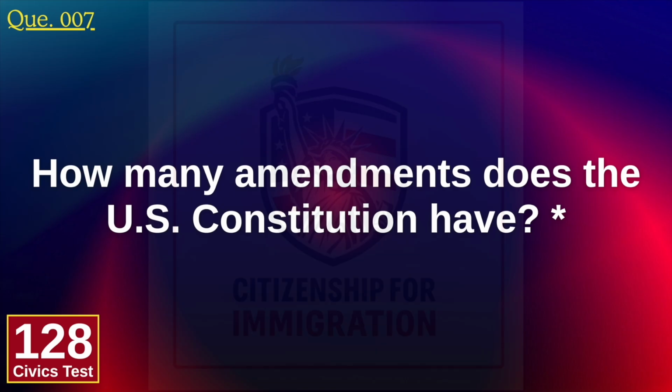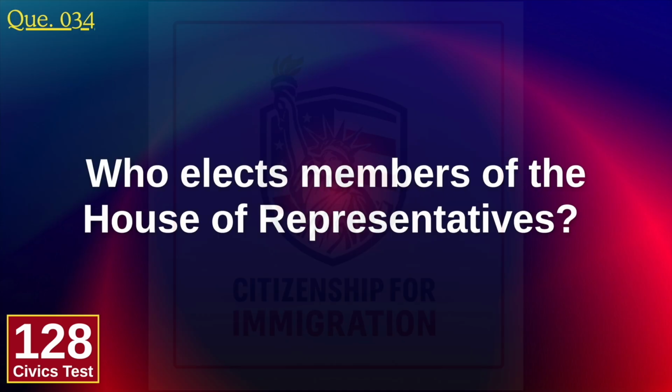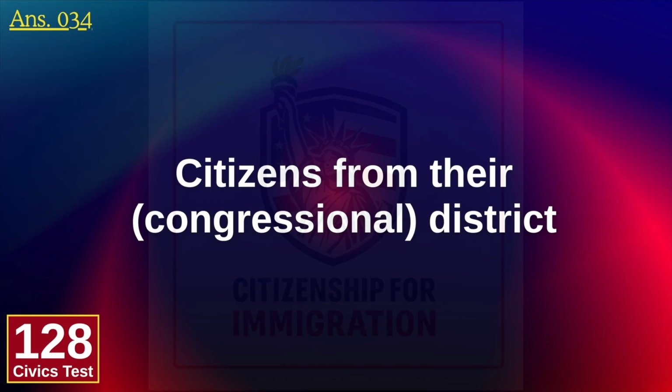How many amendments does the U.S. Constitution have? 27. Who elects members of the House of Representatives? Citizens from their congressional district.